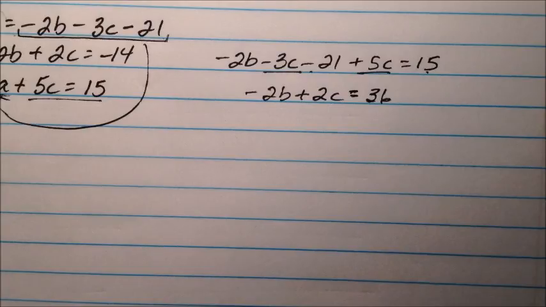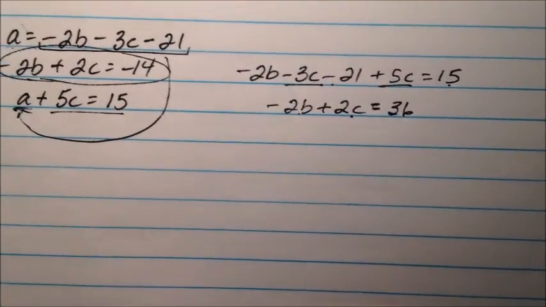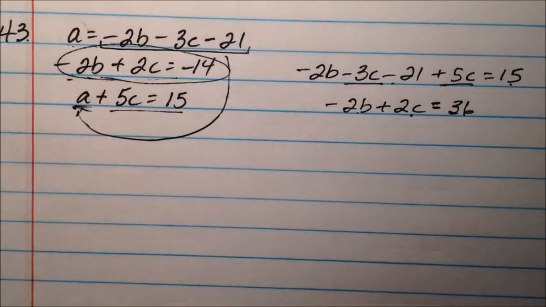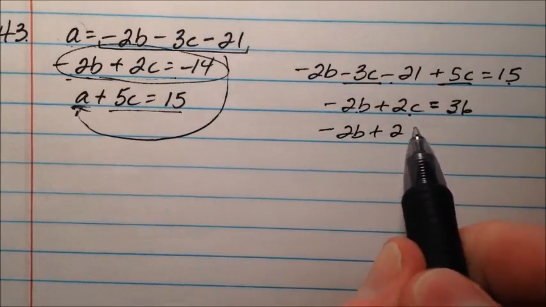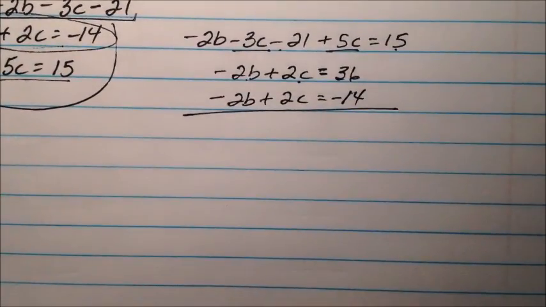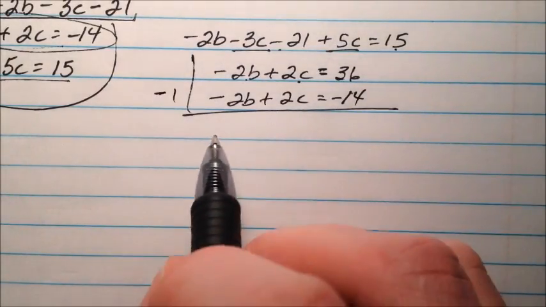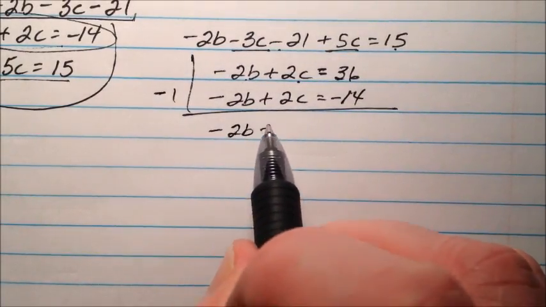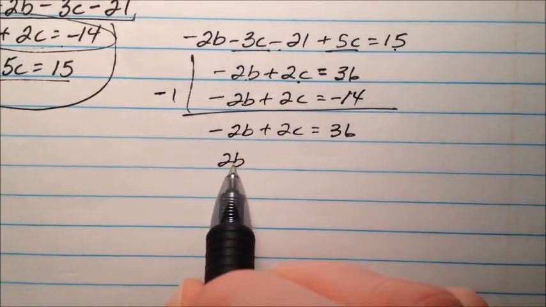Okay, so if that's the case, then I have b and c right here, and I have this equation here that has b and c. So I'm going to write that down: negative 2b plus 2c equals negative 14. So I could multiply one of these by a negative 1, so the first equation gets brought down, and then change here.